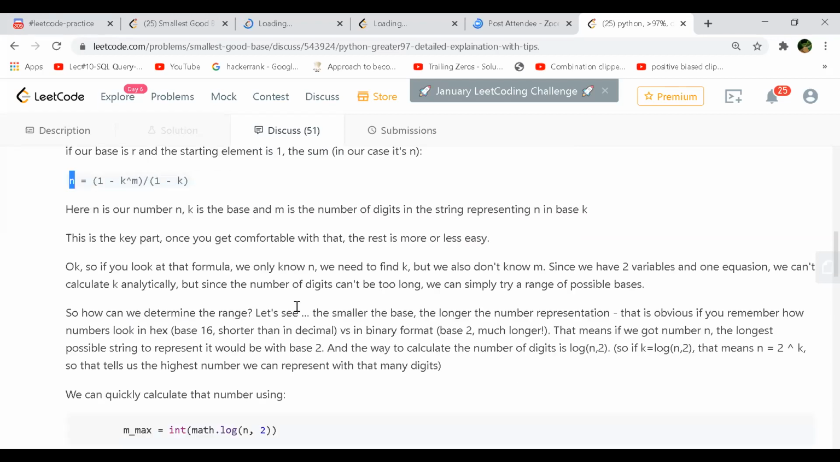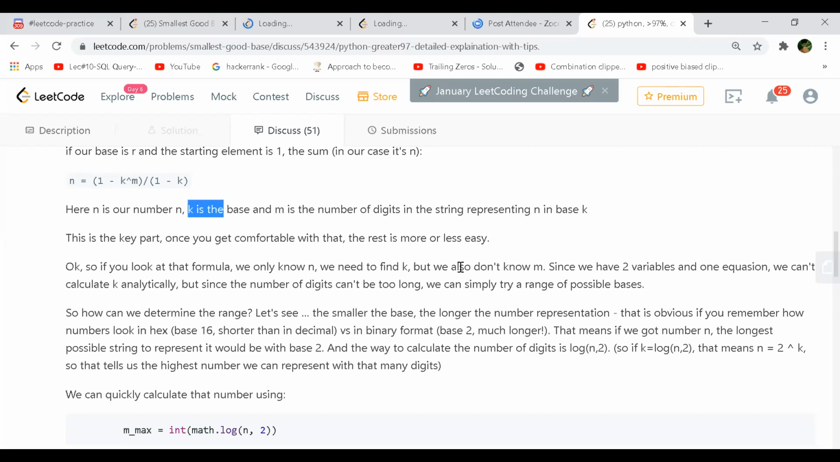And now what they are saying, if we look at the formula, in our hand we have only one number given to us, right? And we have to find k here, because k is our base and we have to find the base. So k is what is required, and m we are not aware of either. m is the number of digits, right? So we don't know how many 1s are there.